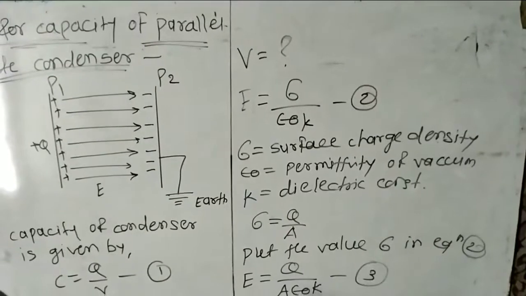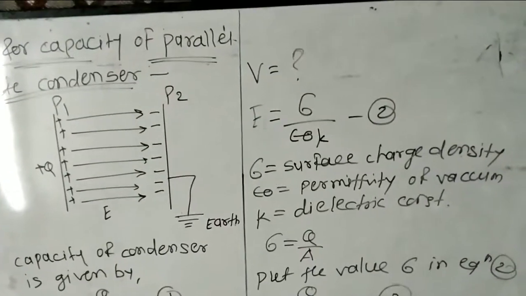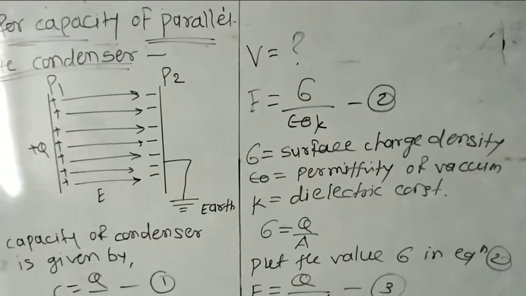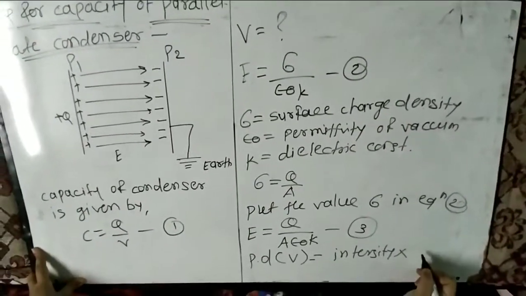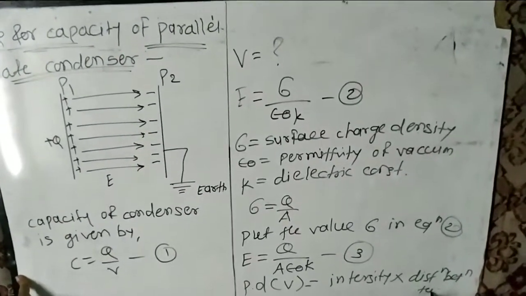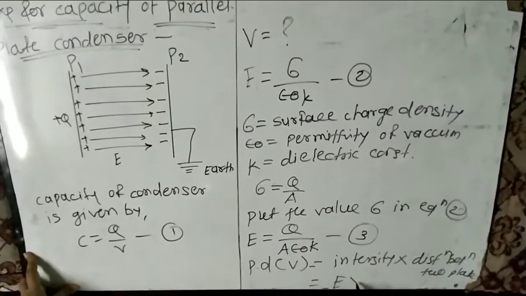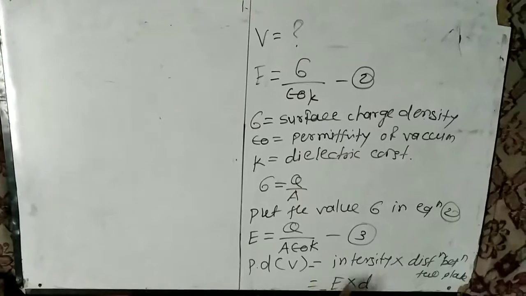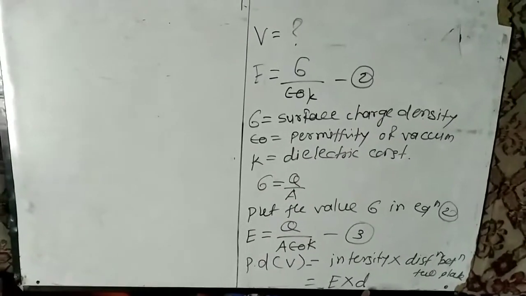Equation number third. The PD between the plates is denoted by V. So V is equal to intensity into the distance between the two plates. From this figure, the distance between the two plates is small d. Now PD, that is V, is equal to intensity E into small d.